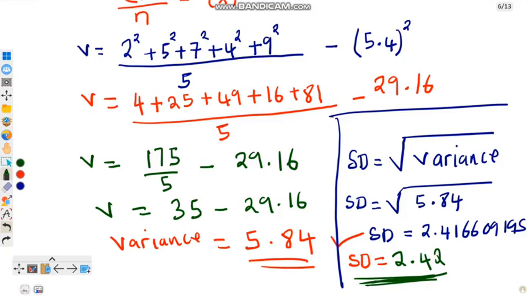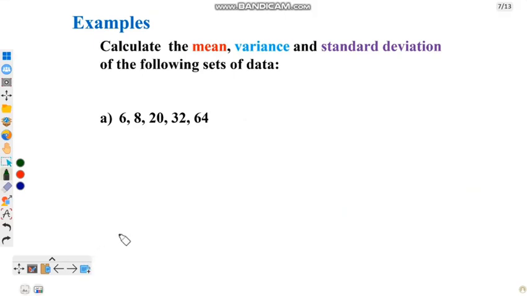Let's see how we can answer our second example. Remember, we have 4 questions under example 1. The third and the fourth question, you are going to answer them. That will be your exercise. So we can now try to answer this one.